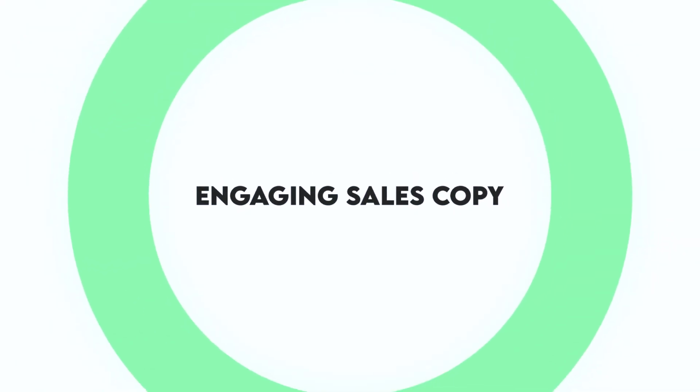Use split testing to try out different price points so that you can be confident that most buyers are willing to pay that price for your product. A/B testing reveals the best price point to keep you and your customers happy. Next, let's look at engaging sales copy.